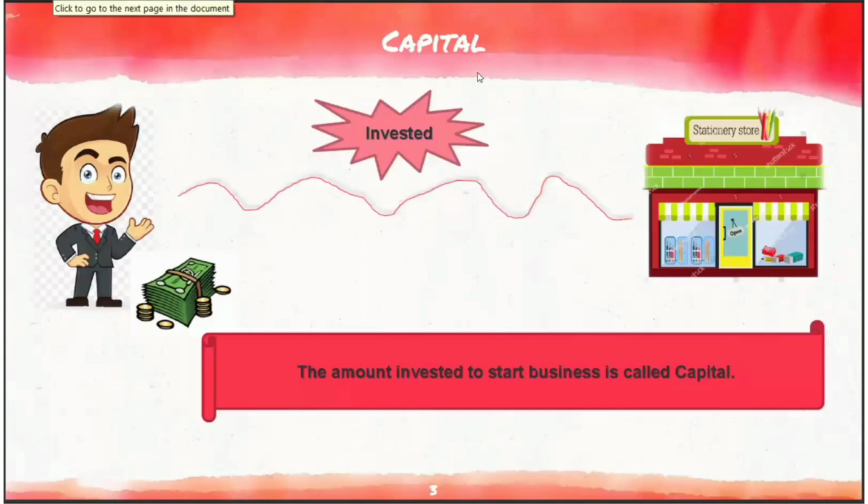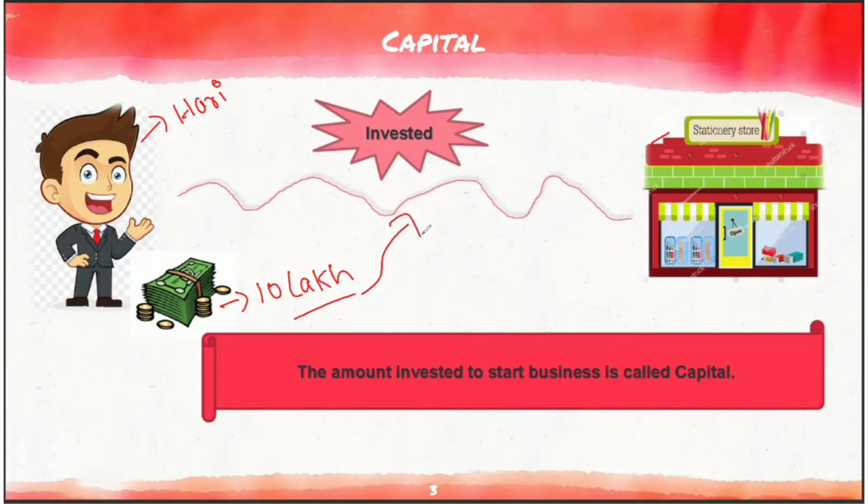Now, what is this capital all about? Let's understand this concept with an example. This person, let's keep his name as Hari. Hari wanted to start a business. Let's assume he wants to start a stationery store. He has money with him, for example, 10 lakhs. With that 10 lakh, he invests it to start a stationery store.